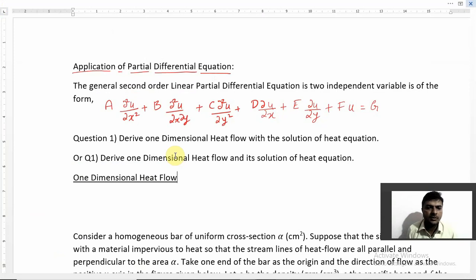So this is the application of partial differential equation. The introduction part I have finished.